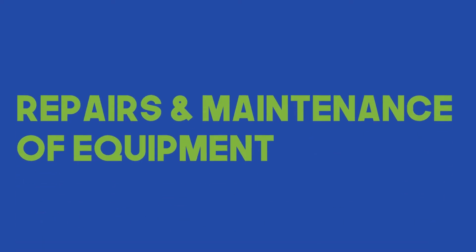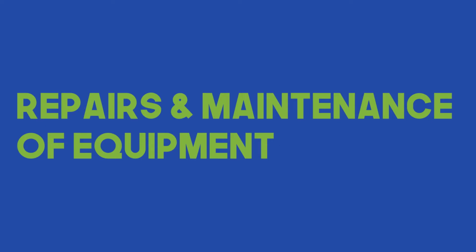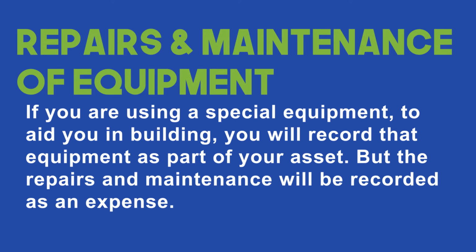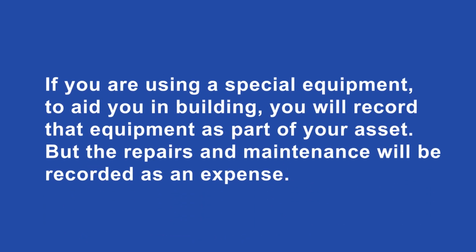All right, number three on my list is repairs and maintenance of equipment. If you are using special equipment to aid you in the building, you will record that equipment as part of your assets. Remember I told you before that some tools can be classed as assets, so this is one of those. So listen to that again carefully please. If you're using special equipment to help you in building, you will record that equipment as part of your assets, but the repairs and maintenance will be recorded as an expense.